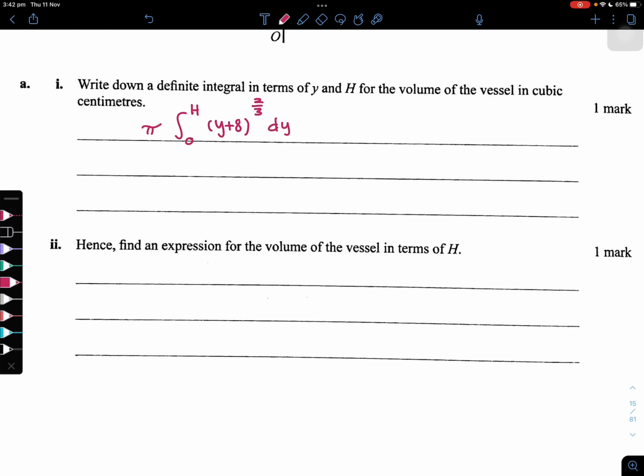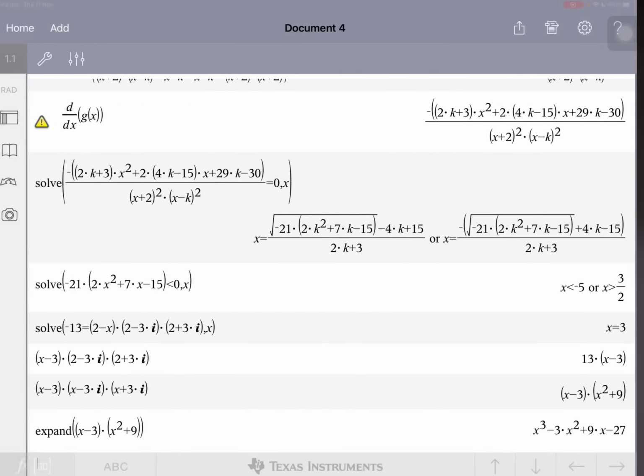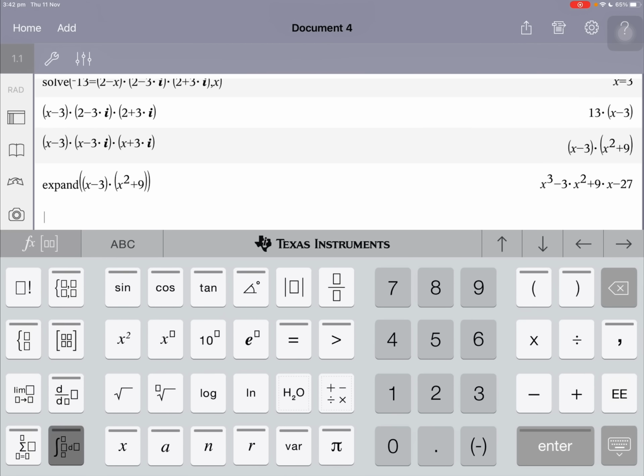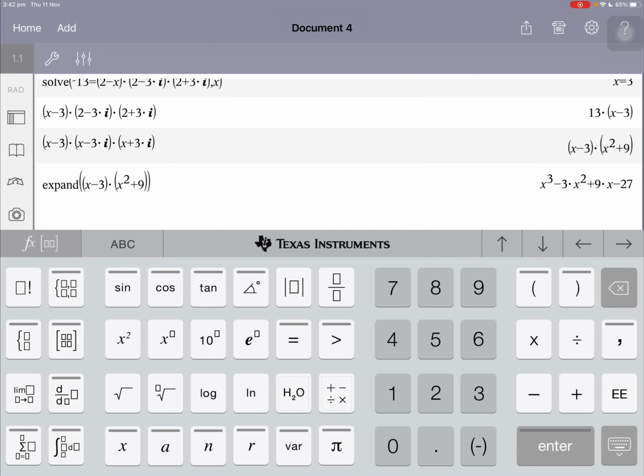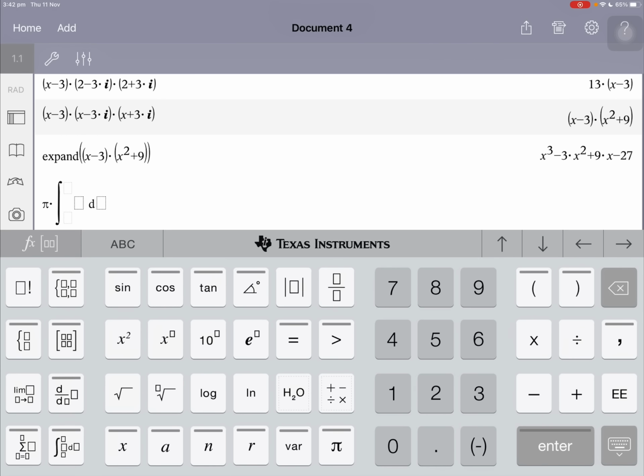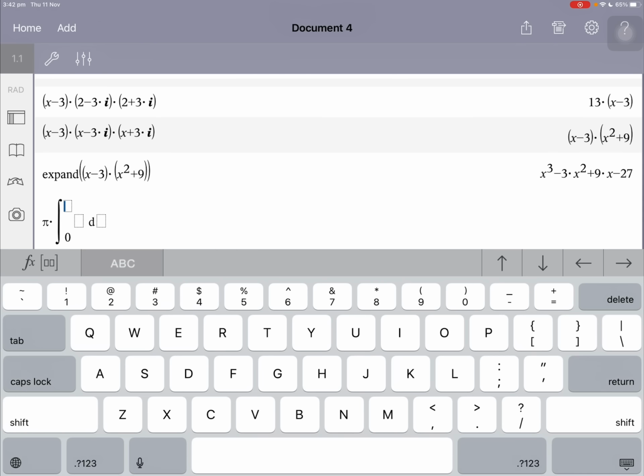Hence, find an expression for the volume of the vessel in terms of h. Okay, so here what I would do is just go onto the calculator and let it do the work for me. So let's go to the calc. Let's go integral of, wait, not integral. Why would I integrate? Actually no, you do integrate. You need to actually work out what that integral is. So we need to go integral of 0 to h.